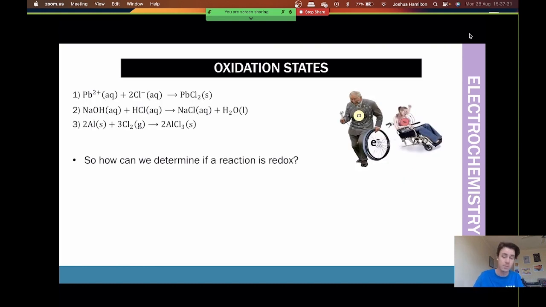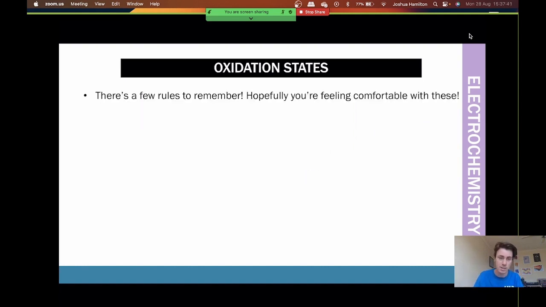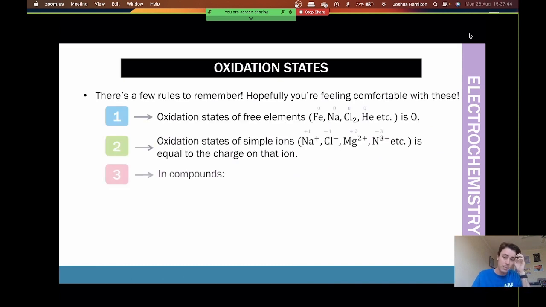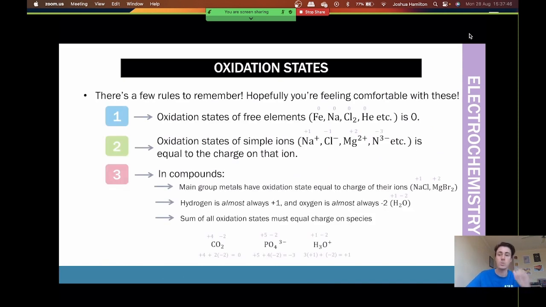Oxidation states. If we look at this here, how do we determine which of these is redox? This is really the basics, but it's the basics that you need to have a really solid understanding of, and that's why I like going through this. We need to use oxidation numbers and oxidation states. Please have a sound understanding of the rules of oxidation states and how you go through them.